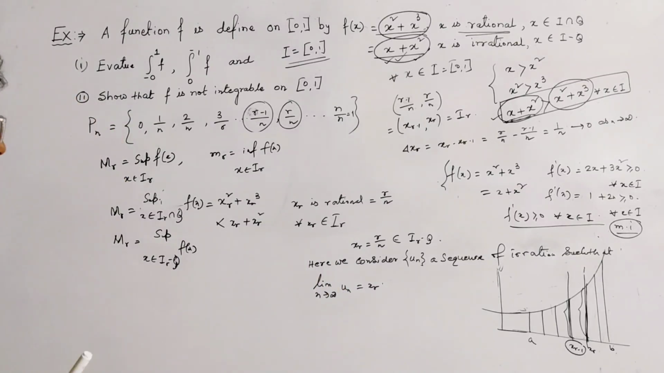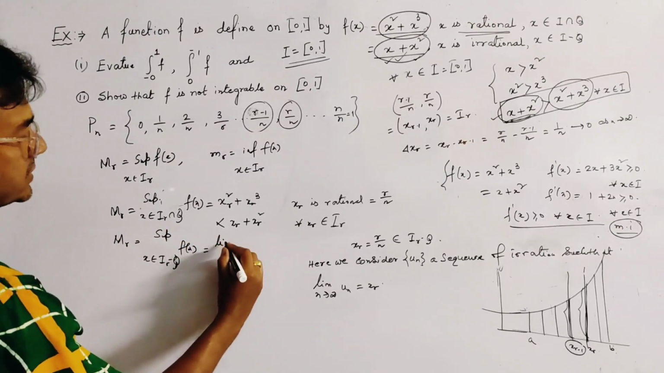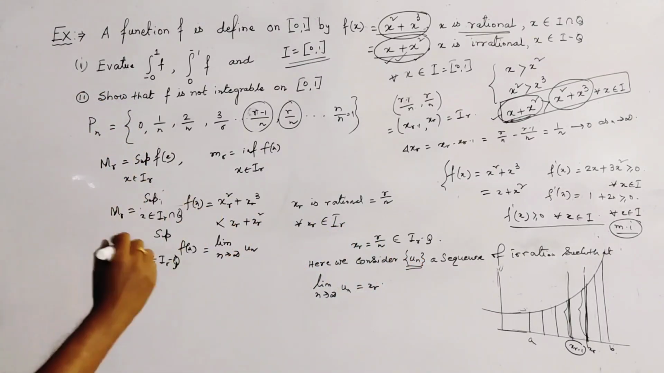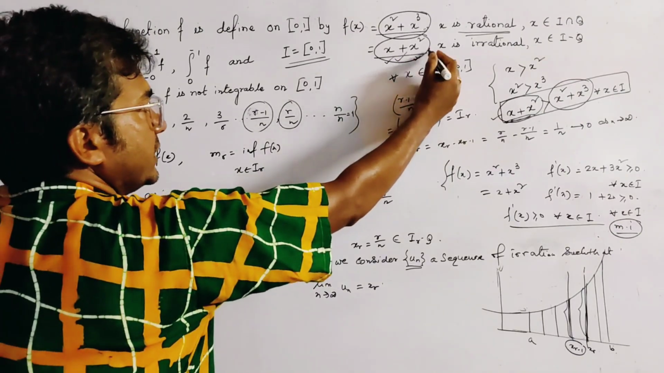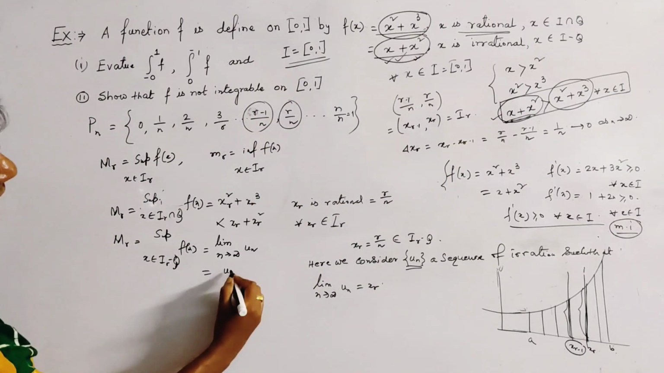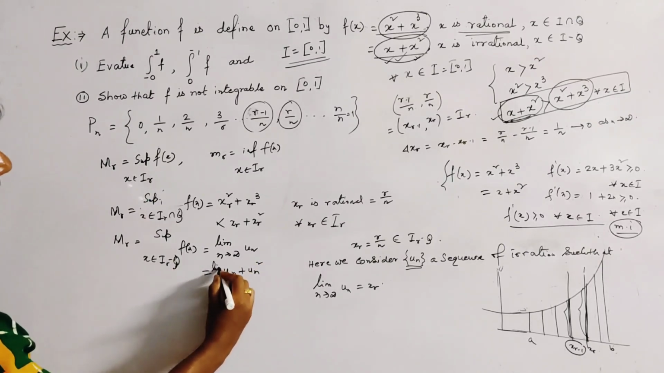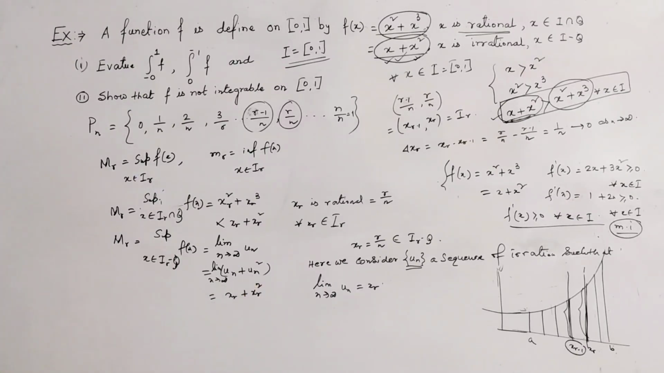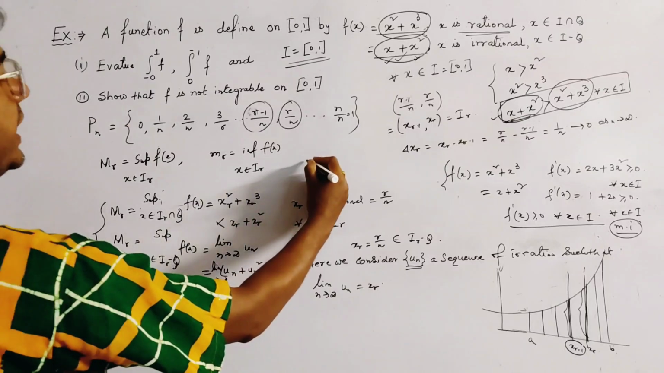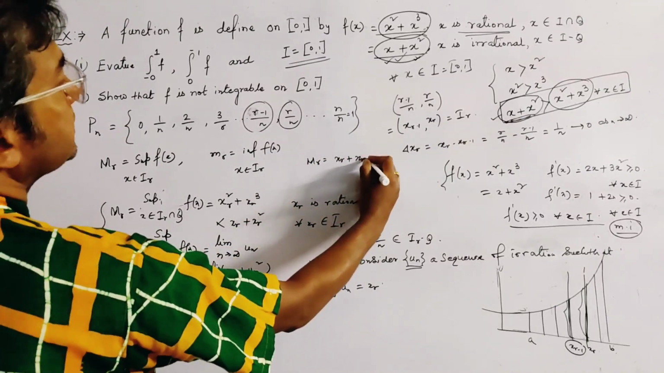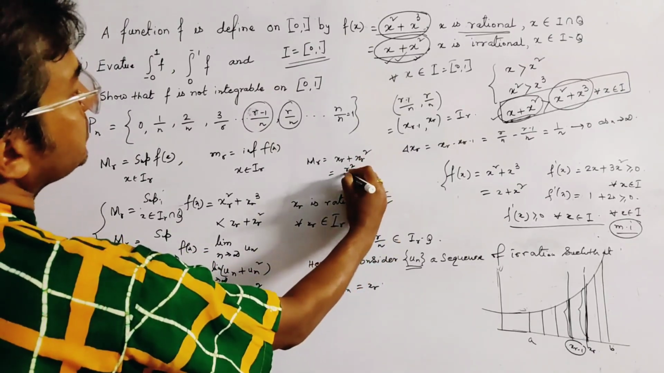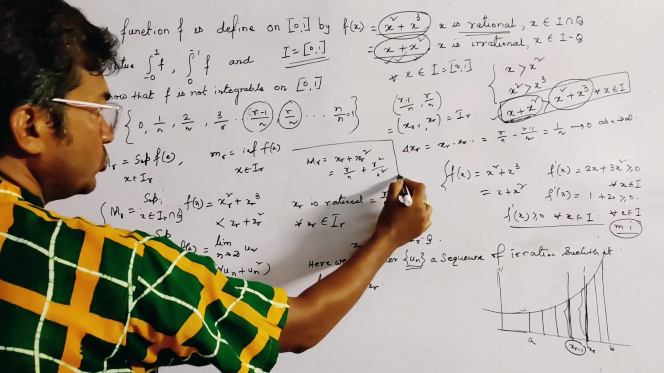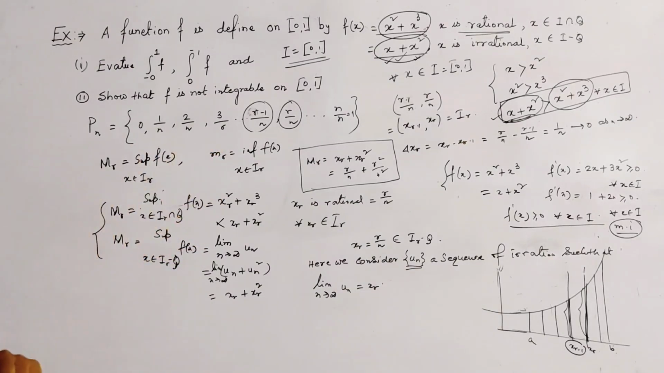In this case the supremum can be written as the limit as n tends to infinity of f(un), where un is the sequence of irrational numbers. And what is the value of this limit? This is un plus un square, limit n tends to infinity. Putting the value of this limit, we get xr plus xr square. So from both cases we get MR equal to xr plus xr square, that is r by n plus r square by n square, and this is the supremum of f(x) in the rth subinterval, right?